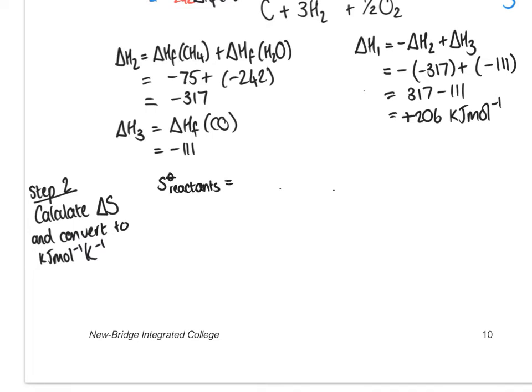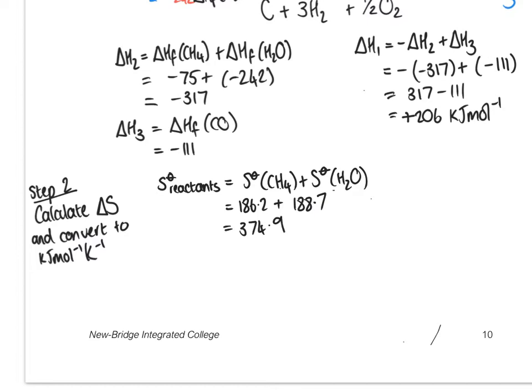What are my reactants? CH4 and H2O. Do we know what CH4 is? Methane. Okay, great. How many moles of it do I have? 1. So I only need to do 1 times my entropy of methane plus 1 times my entropy of water. Sub in those values, should be 186.2 plus 188.7, which is 374.9. Then let's work out the entropy of our products, sorry.